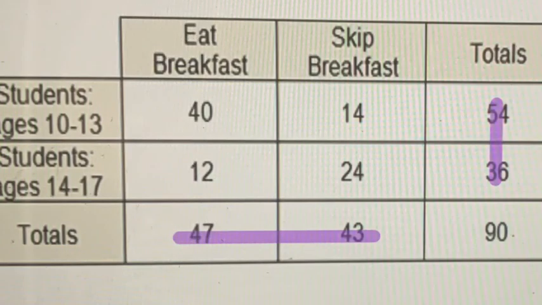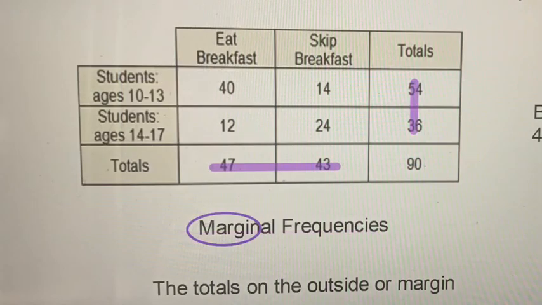Let's look at this two-way table. This two-way table is comparing students between the ages of 10 and 13 and ages 14 and 17 who eat breakfast and skip breakfast. We have something called marginal frequencies. Marginal frequencies are in the margins, and they are the totals. The total of students who eat breakfast and skip breakfast in the ages of 10 to 13 and the ages 14 to 17.